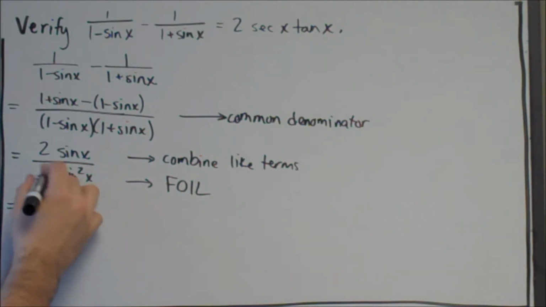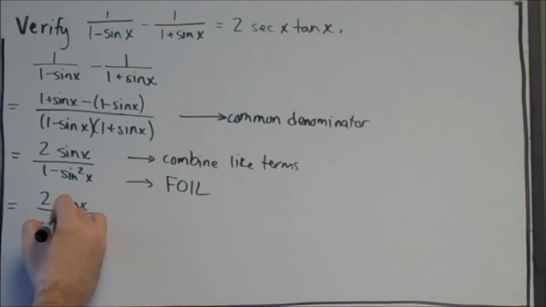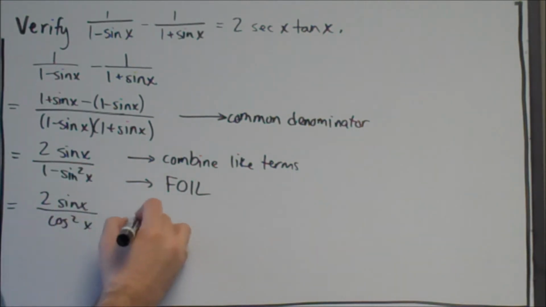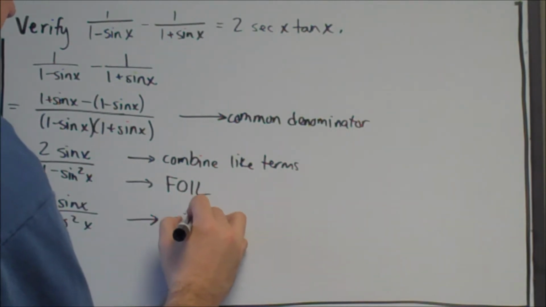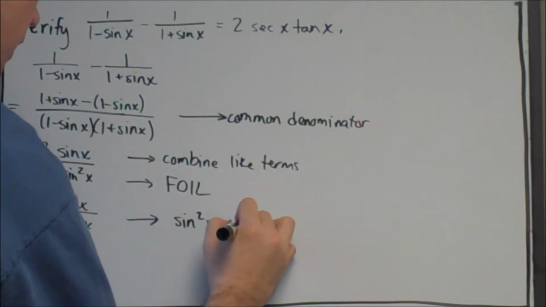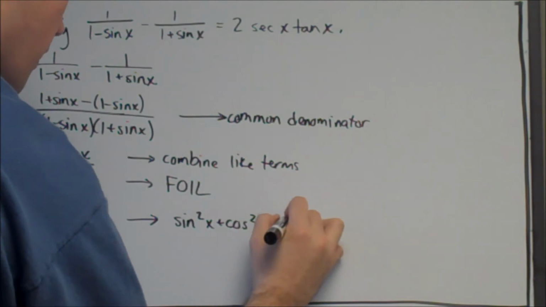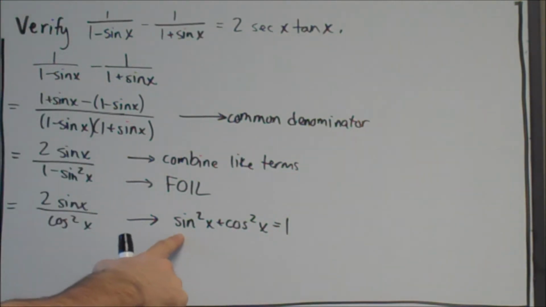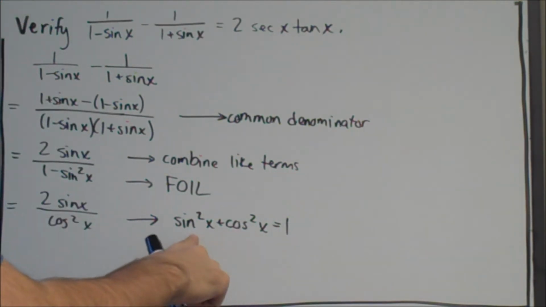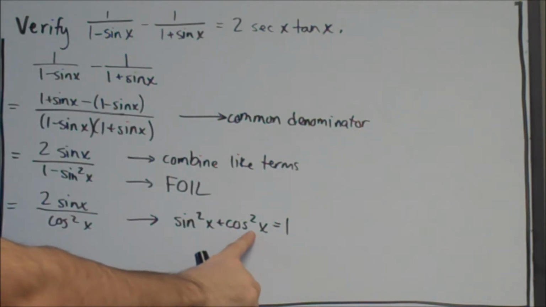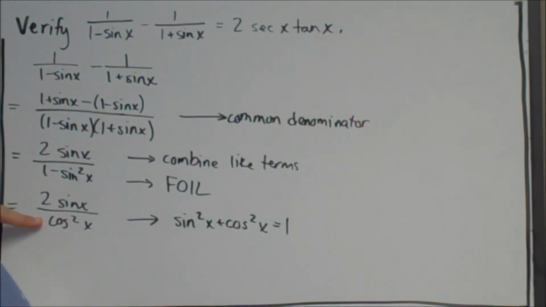So we can then use an identity in the denominator. So 1 minus sine squared x can be written as cosine squared x. That comes from this identity here. So this one's probably the most popular Pythagorean identity. Sine squared plus cosine squared gives you 1. So if you solve for cosine squared, you get 1 minus sine squared. So this is where we're getting the cosine squared now.